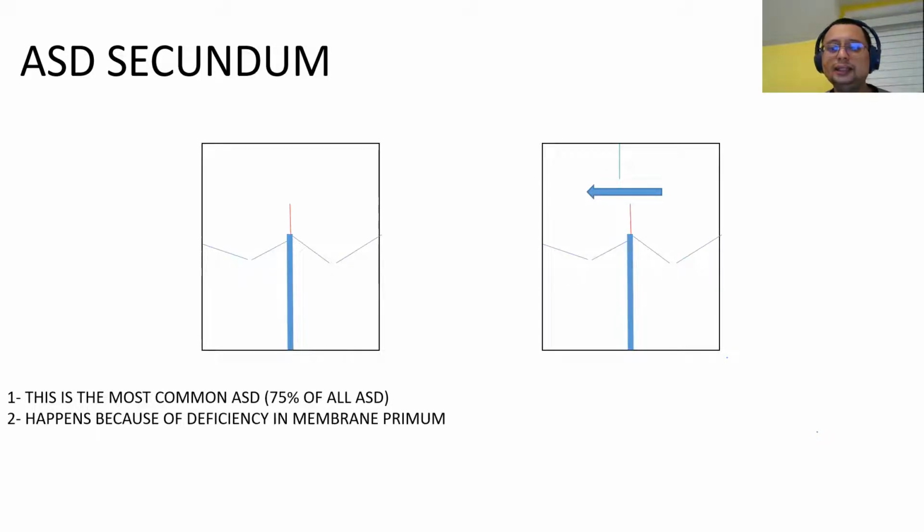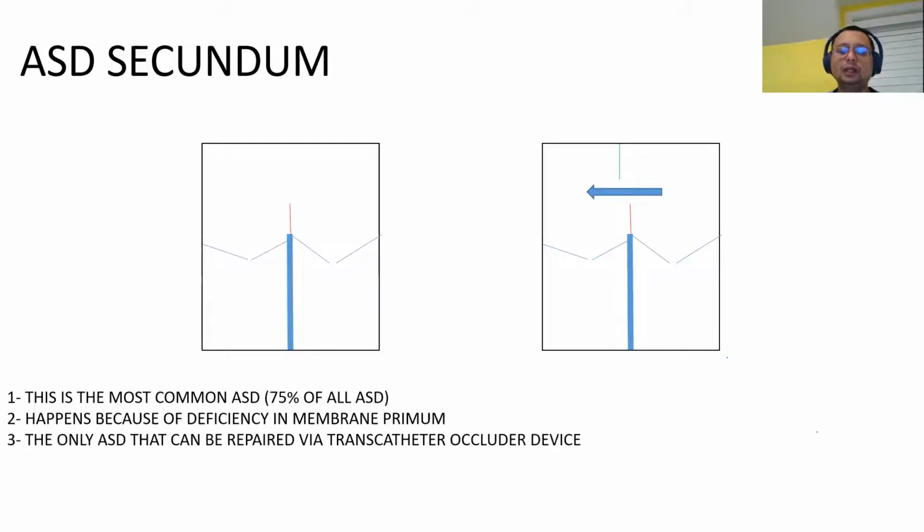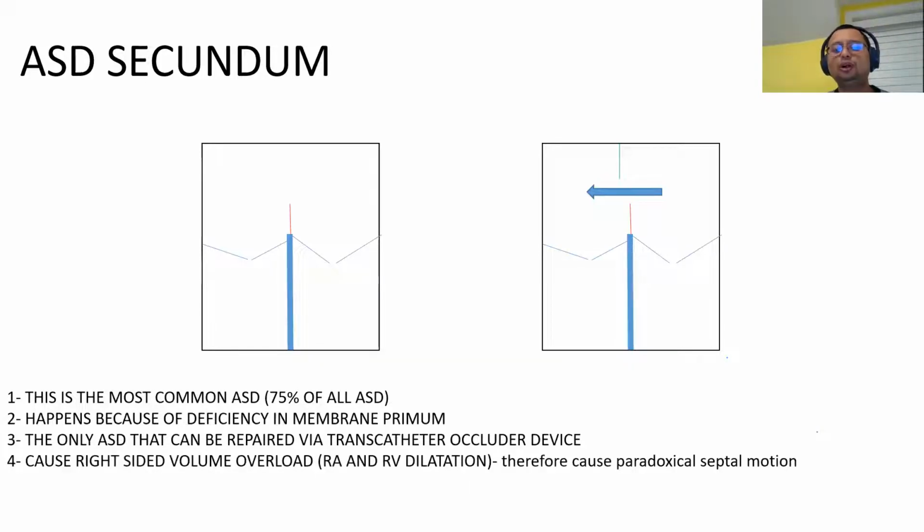So as I told you, ASD secundum happens, surprisingly, not because of deficiency in membrane secundum, but because of deficiency in membrane primum. So this is a good trick question to give. It is the only ASD that can be repaired via a transcatheter occluder device. So this is the gold standard, or the first-line therapy. It causes right-sided volume overload, and right-sided volume overload causes paradoxical septal motion. Paradoxical septal motion refers to the septum that is flat during diastole and rounded during systole. So this is paradoxical septal motion.